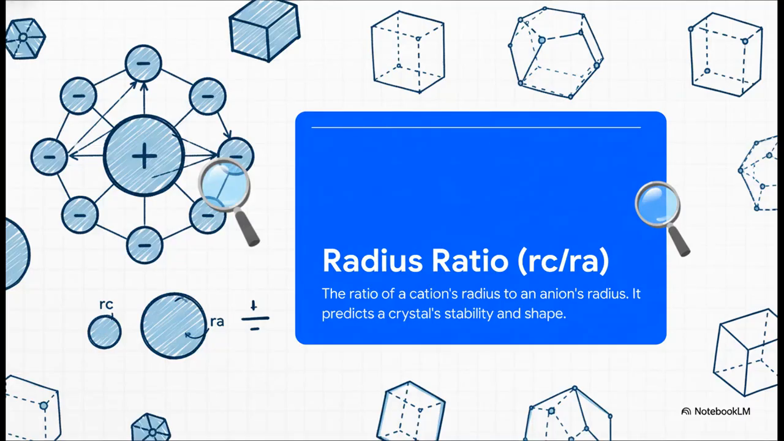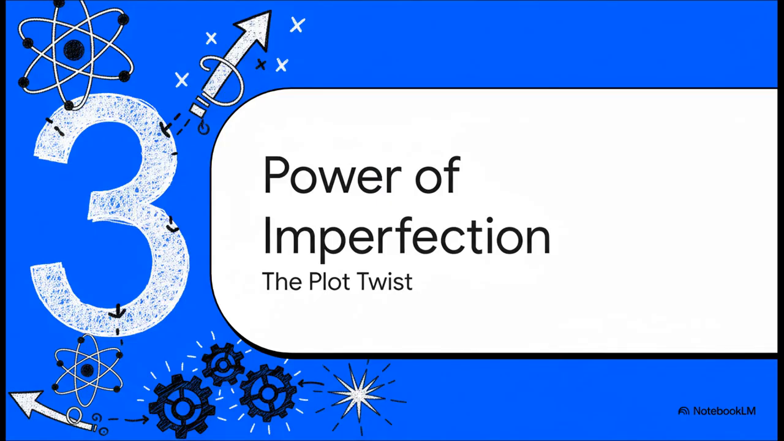Let's just zero in on that first rule, because it is so important, the radius ratio. All it is, is the size of the positive ion divided by the size of the negative one. That's it. And yet this one simple number pretty much dictates the entire geometry and stability of the crystal. It's wild. Okay, so we've seen the perfect blueprint. We get the rules of order.